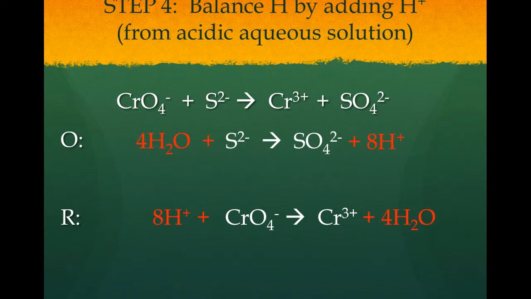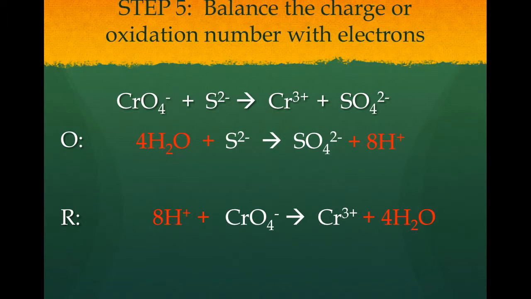Okay, now we need to look at the charges on both sides. So you want to balance the charge on both sides, and I'm going to tell you this one's a little bit tricky, so figure out the charges on both sides of both half reactions and add electrons to the appropriate side to make it the same. Here we go.